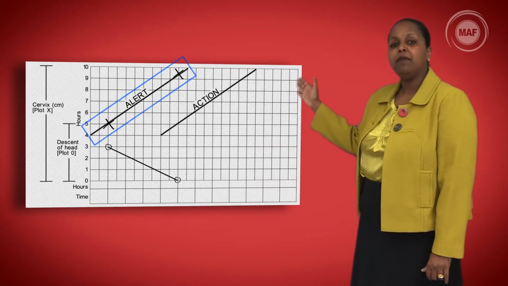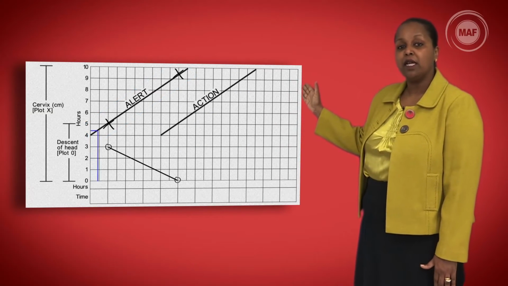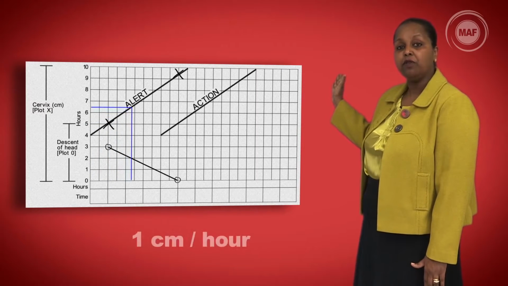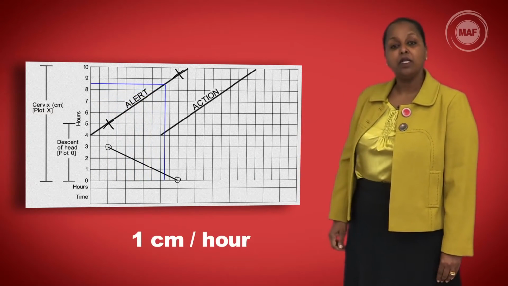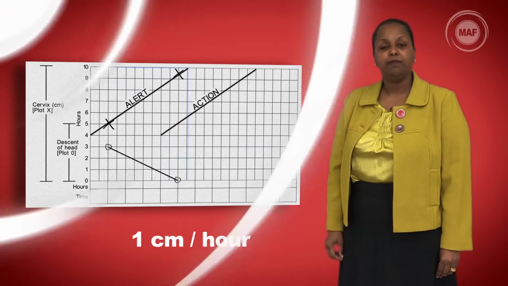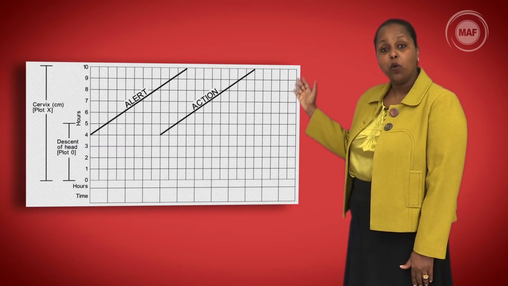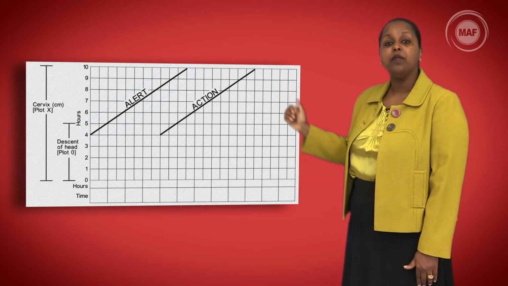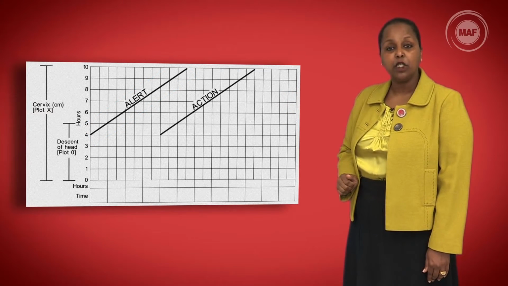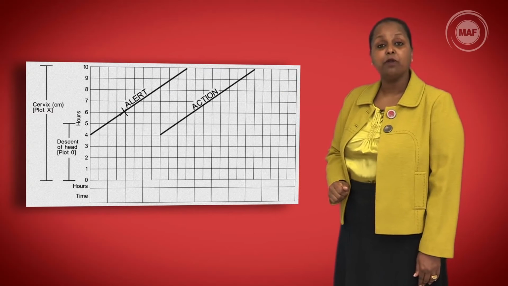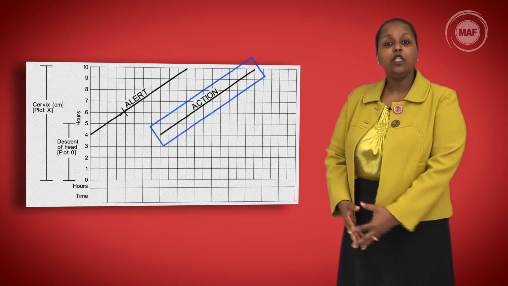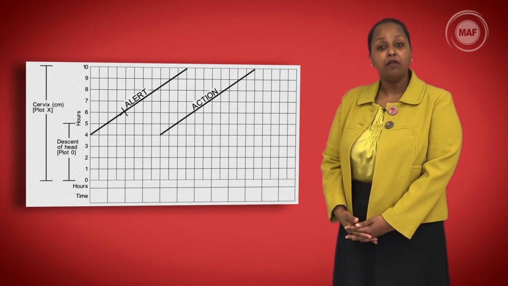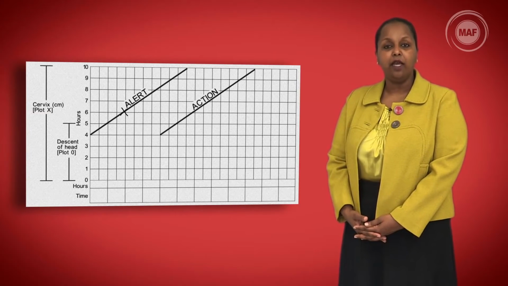The alert line begins at 4 centimetres of cervical dilatation to the point of expected full dilatation at the rate of 1 centimetre per hour. Your first plot always needs to be placed on the alert line. So, for example, if a woman is admitted at 6 centimetres dilatation, then this is where the first plot is made. The action line is parallel and 4 hours to the right of the alert line.